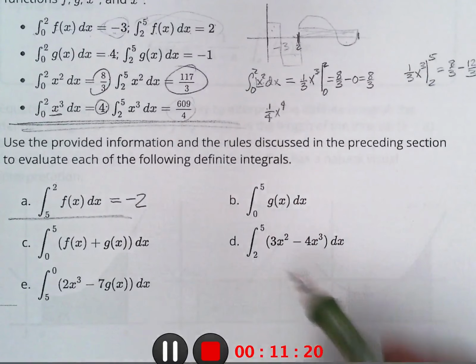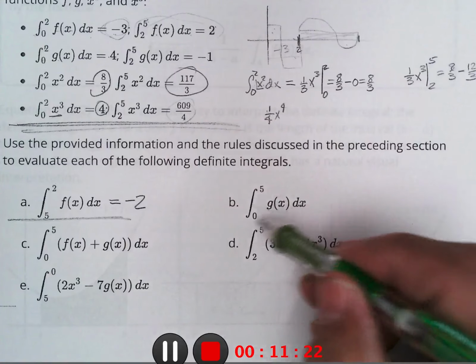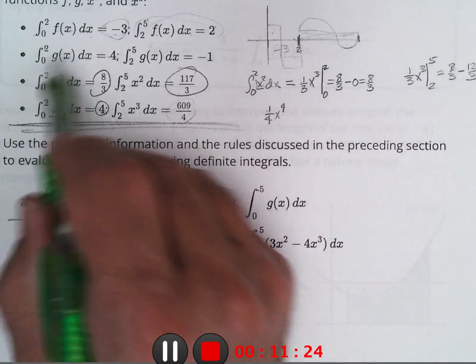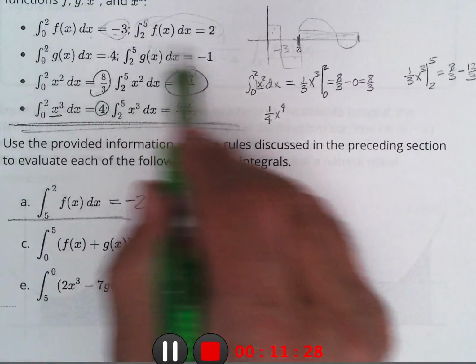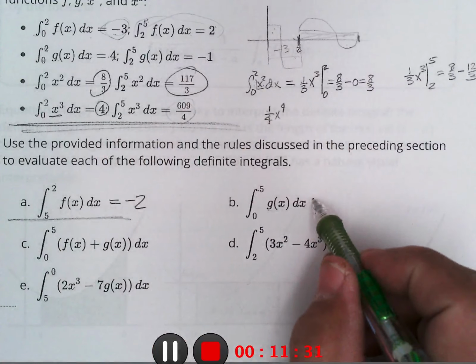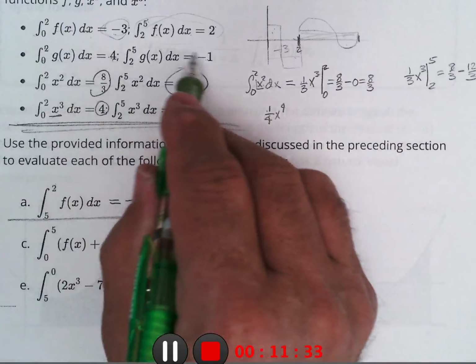B, the area under g from 0 to 5. Well, from 0 to 2, there's 4, and for the rest of the way, 2 to 5, it's -1. The area of this will be 4 plus -1, which is 3.